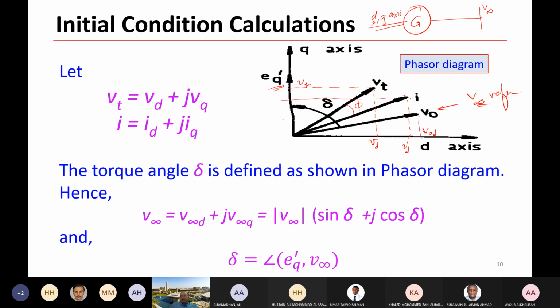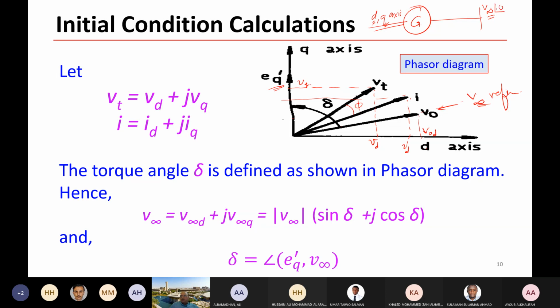The direct axis of the flux of the field winding, and this is the quadrature axis, which is perpendicular to it. V infinity, you can consider as your reference. You can say, no, this is our reference. But this reference has nothing to do with the D and the Q axis of the machine. Am I right? Yes.